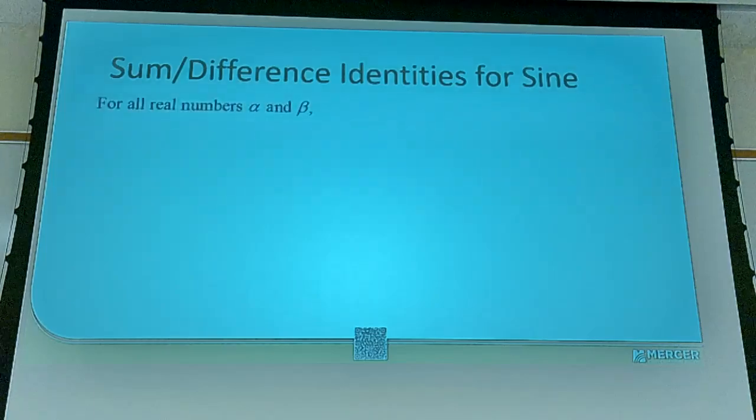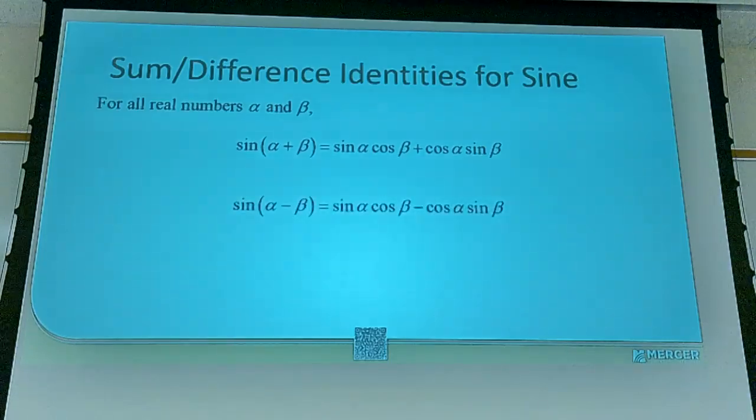And for sine, again, all real numbers alpha, beta. Sine of alpha plus beta is sine of alpha times cosine of beta plus cosine of alpha times sine of beta. Sine of alpha minus beta is the exact same, except it's a minus instead of a plus.